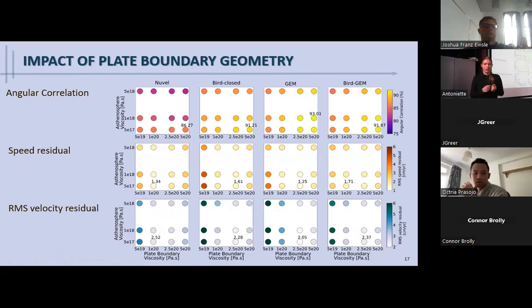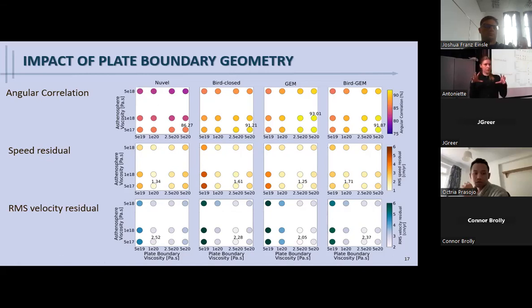And so the first thing we can see for the direction of the plate motion is that basically all of the other models do better than the Nouvelle model. So the yellow colors are better correlation. And it looks like if we have higher plate boundary viscosities and lower asthenosphere viscosities, we get a better direction of it. For the speed and the root mean square velocity residual, we also see, again, the sweet spot where we get the best fit. And it's a bit hard to tell which model gives us the best fit.